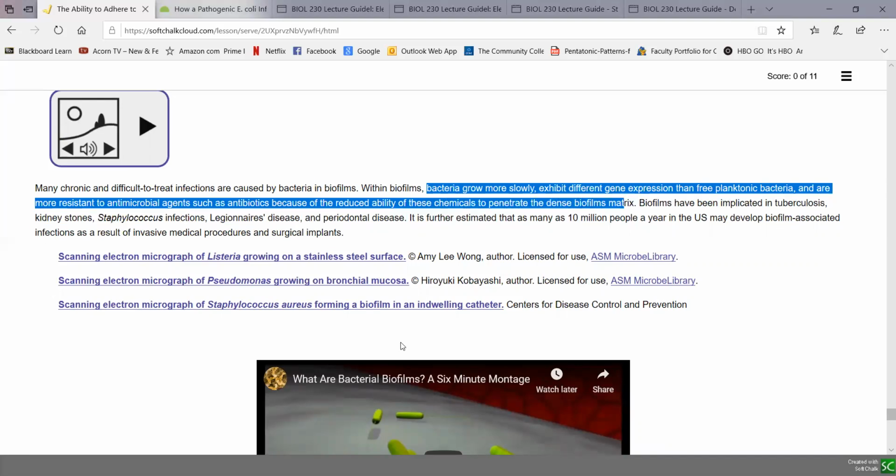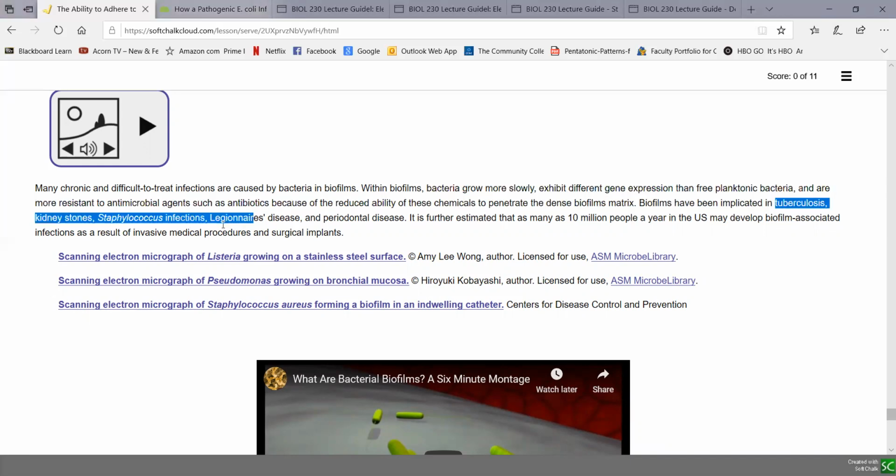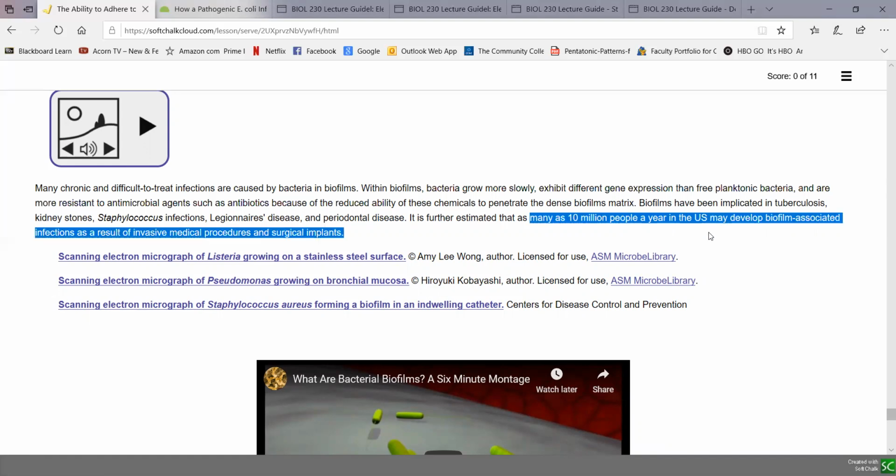And so in diseases like tuberculosis, kidney stones, staph infections, Legionnaires' disease, and periodontal disease, it's thought that biofilms play a major role. It's been estimated that as many as 10 million people a year in the United States may develop biofilm-associated infections as a result of invasive medical procedures and surgical implants. So again, one of the dangers of invasive medical procedures or putting in surgical implants is that microbiota from the skin can get in there during the process and form a biofilm on the implant and lead to surgical wound infections.